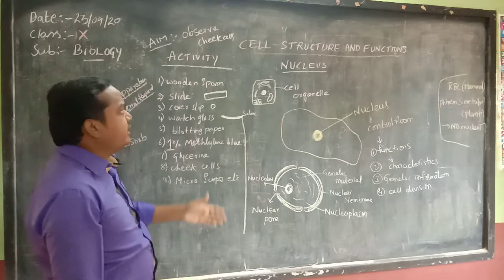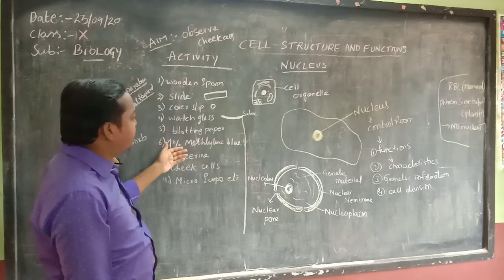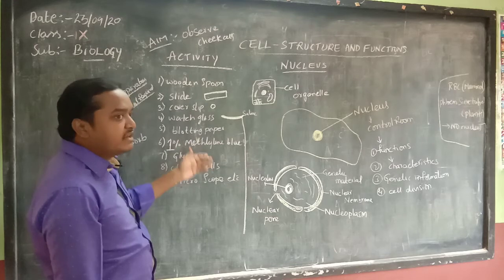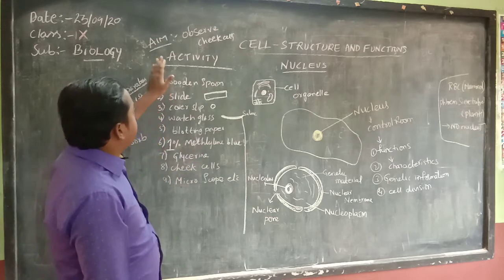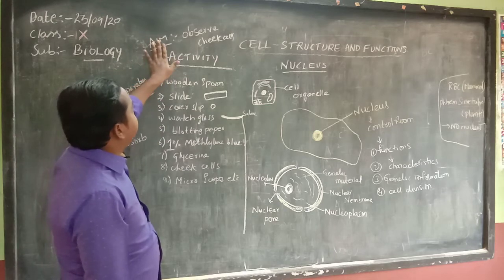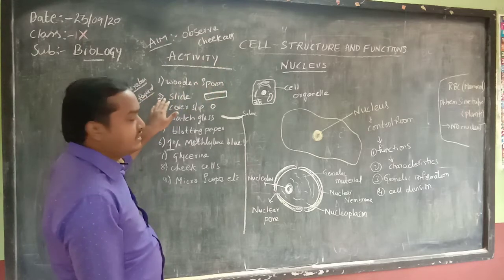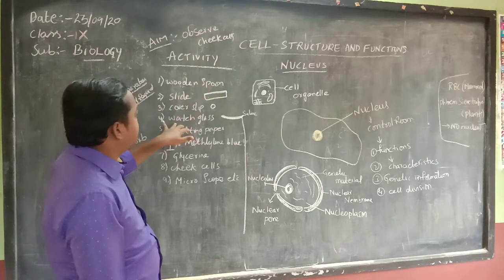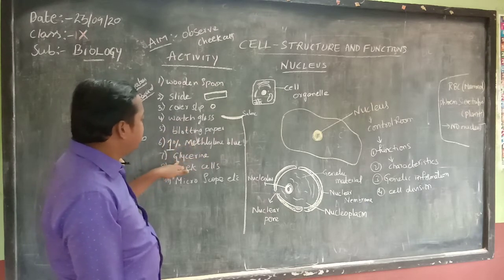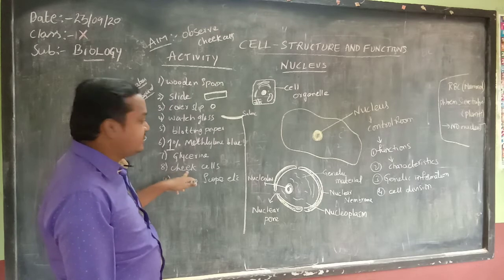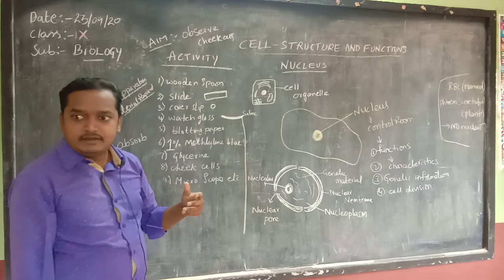We can do it if you have the microscope and some chemicals like saline, 1% methylene blue, glycerin. So for this we need to write, the first one is: Experiment to observe the nucleus in the cheek cells. Next, materials required: wooden spoon, slide, cover slip, watch glass, blotting paper, 1% methylene blue, glycerin, cheek cells, microscope, etc.